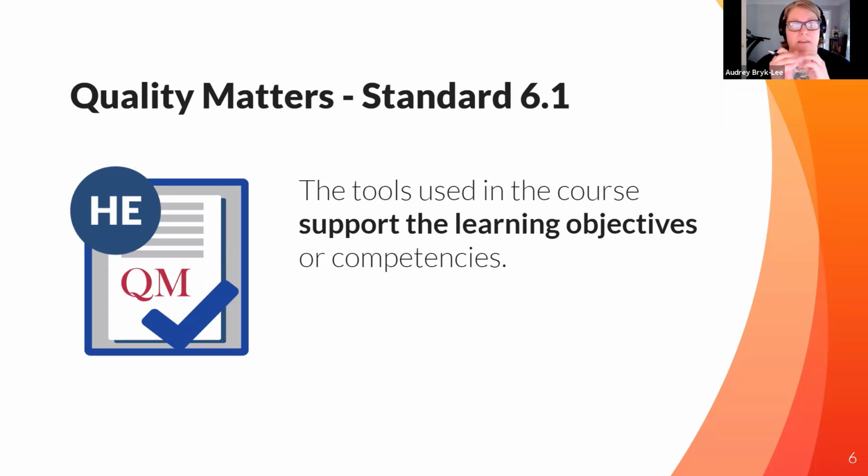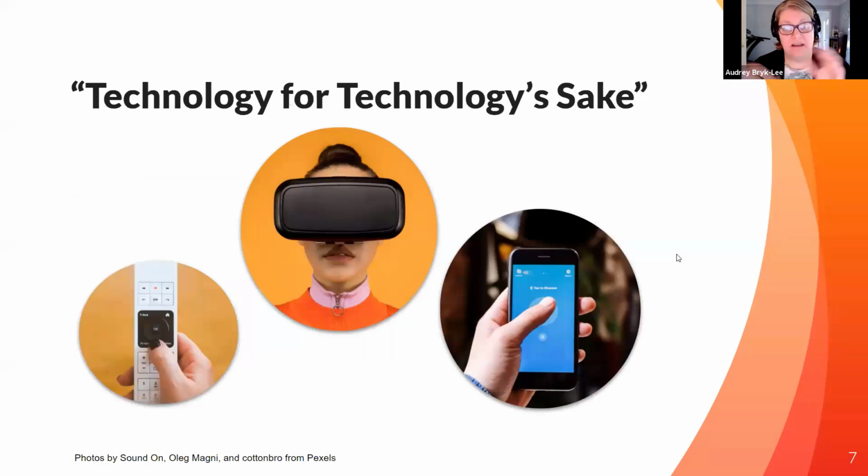And this right here is what QM calls an essential standard: the tools used in the course support the learning objectives or competencies. What I mean by essential standard is that it's non-negotiable in QM world. Quality Matters has determined that this is so important to course quality that a course has to do this in order to meet expectations of the rubric. And what that really means is that we're not using technology for technology's sake. We're not hearing that virtual reality is the next big thing in higher ed and then trying to invent a reason to use it. We're using it because it supports our learning goals.